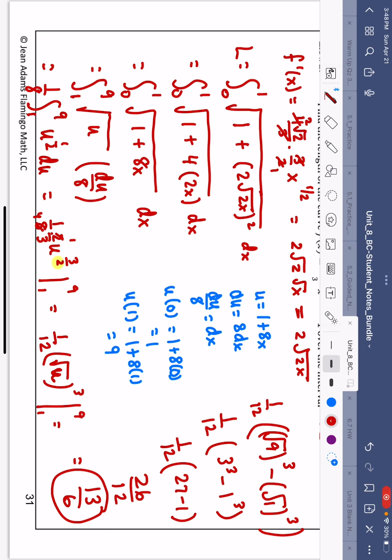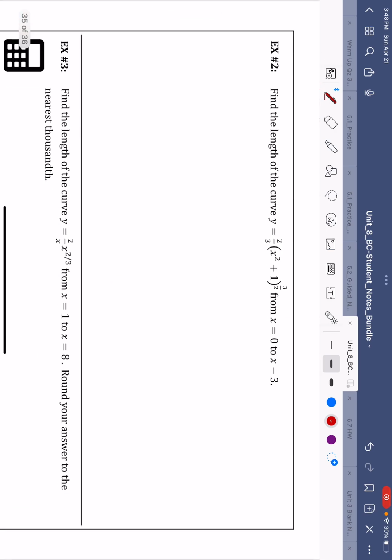Now on to example number 2. Find the length of the curve y equals 2/3 times x squared plus 1 to the 3/2 from 0 to 3. That should be an equal. It might be an equal on yours. I don't know why it wasn't there.